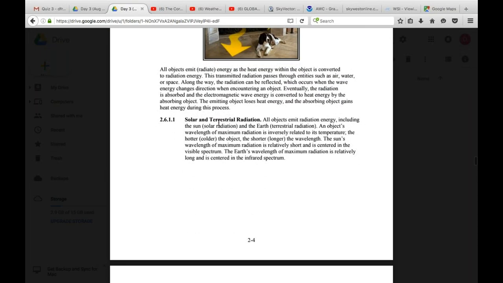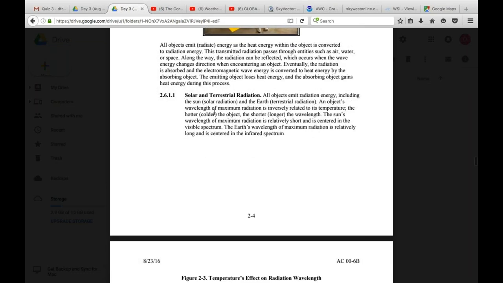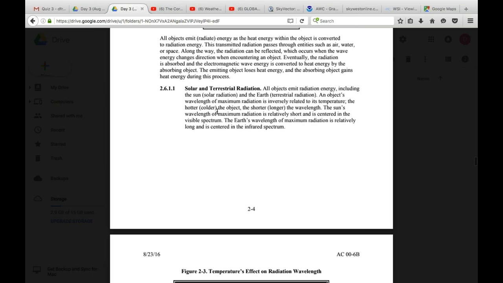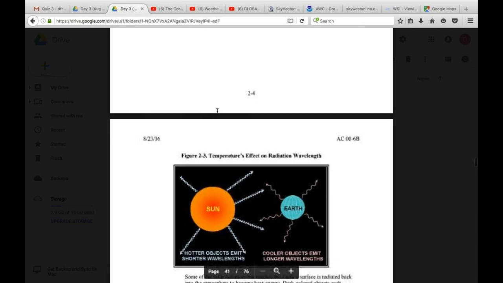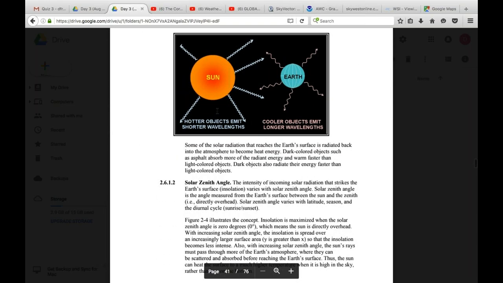So, solar and terrestrial radiation. All objects emit radiation energy, including the sun and the earth. The wavelength of an object's maximum radiation is inversely related to its temperature. So hotter objects emit a shorter wavelength, whereas cooler objects emit a longer wavelength.